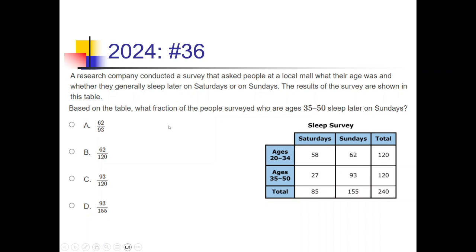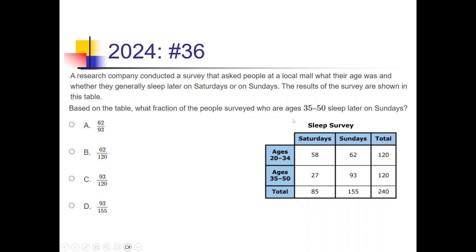For 36, we have a research company doing a survey asking people their age and whether they sleep later on Saturdays or Sundays. We want to know, based on the table, what fraction of people surveyed who are ages 35 to 50 sleep later on Sundays.